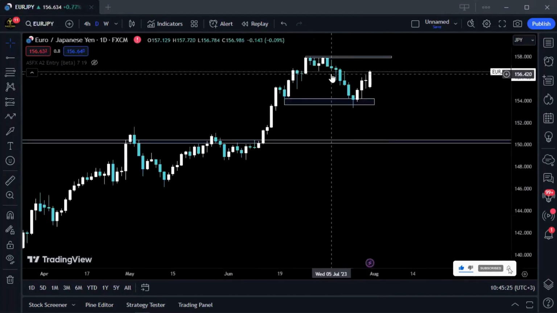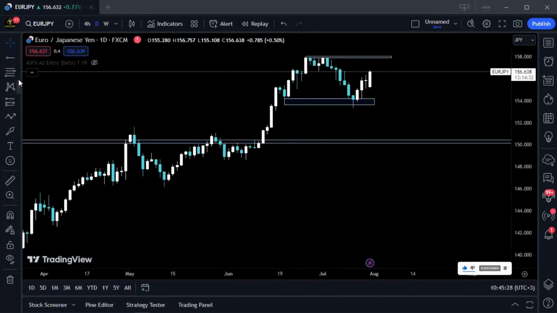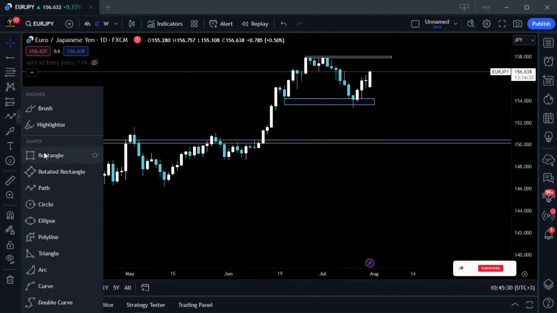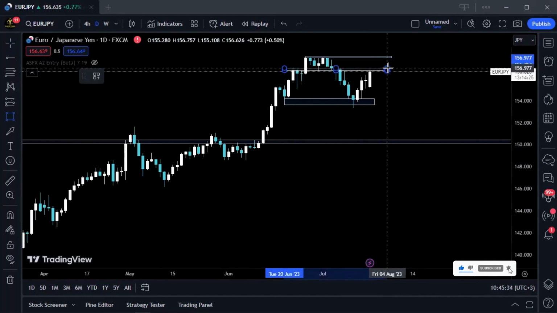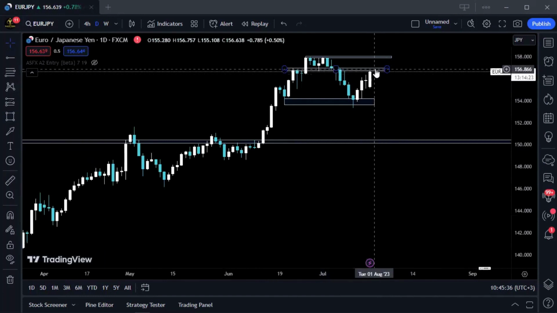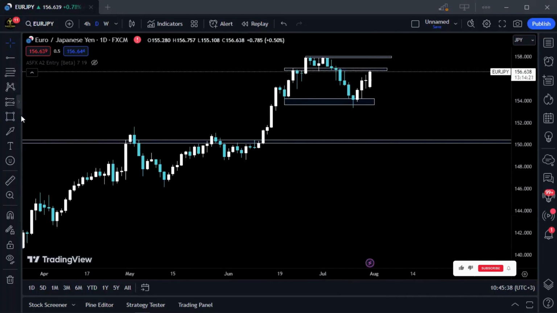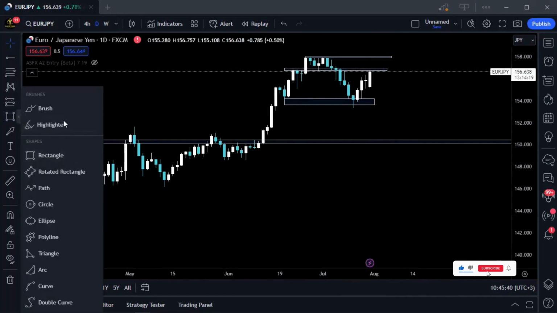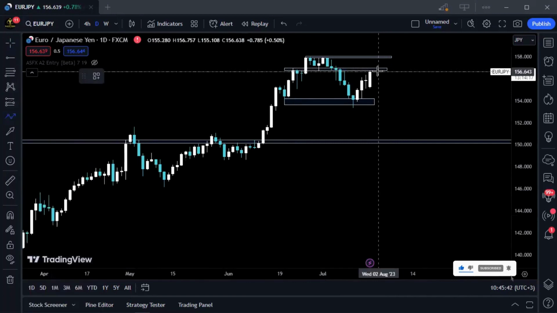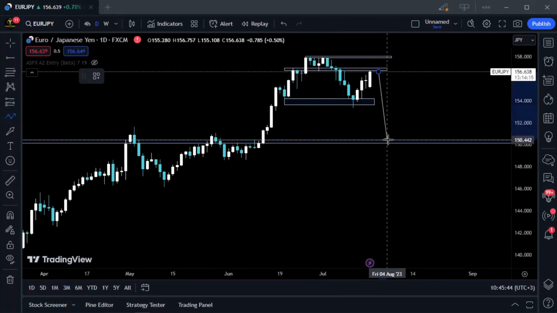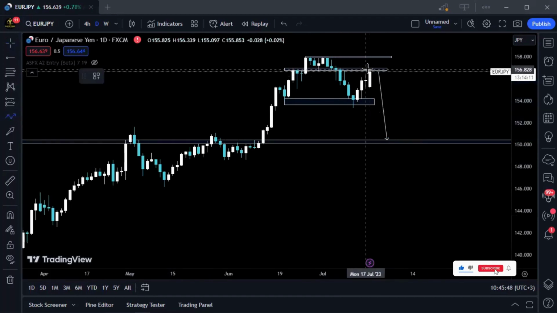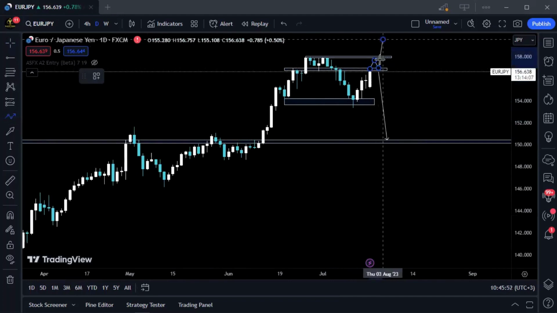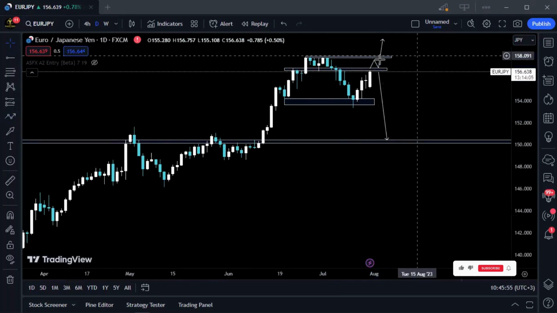EURJPY, same thing applies. As you can see here, it's now approaching this kind of a structure. So should prices close here with a doji, indicating some kind of a lack of momentum, we'll be looking for sells, probably to tank until somewhere down here. If prices break above this structure, we'll be looking for solid bullish confirmations to continue with this bullish trend, right?